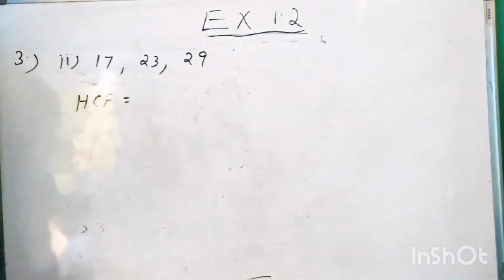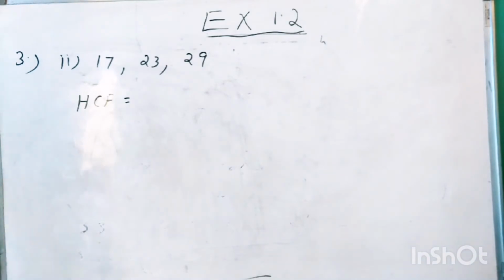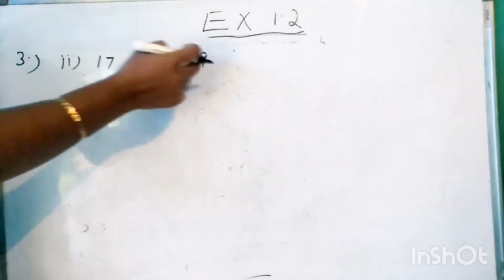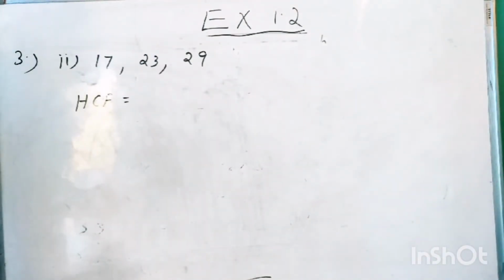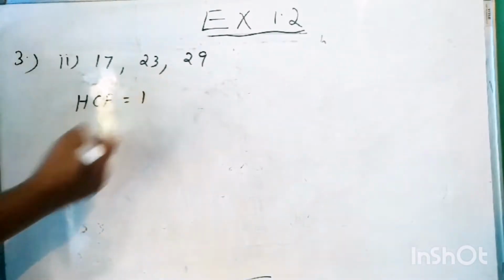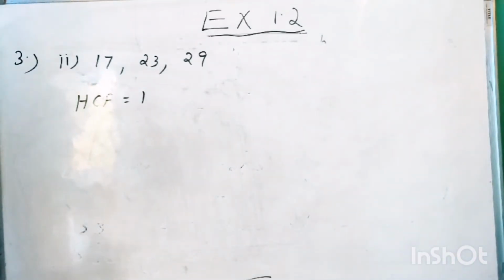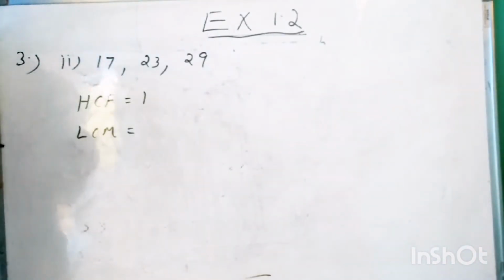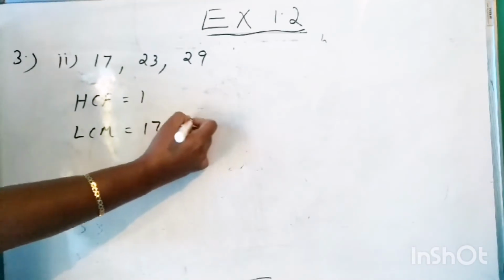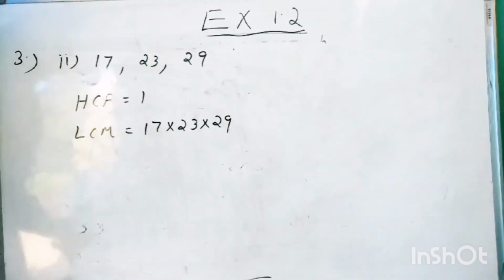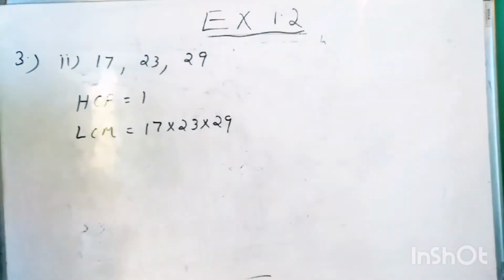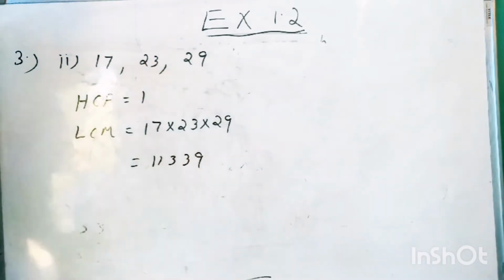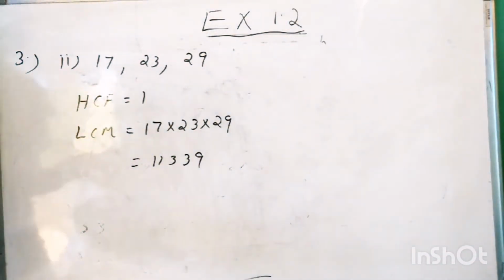So HCF is equal to, what is our HCF? We need to write the common prime factor. Is there any common prime factor? These 3 numbers are prime numbers, so there is no common prime factor. In that case, we will write HCF is equal to 1. Now LCM is equal to, we need to list out all the prime numbers present in the prime factorization. That is our given numbers itself, and the power of those numbers is 1. So we will get it as 11339.